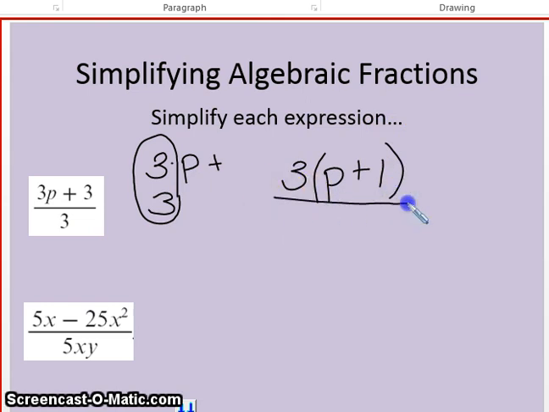So what I really have is 3 times p plus 1 over 3. Now notice here that I have 3 divided by 3, and my 3's cancel, and I'm just left with p plus 1.